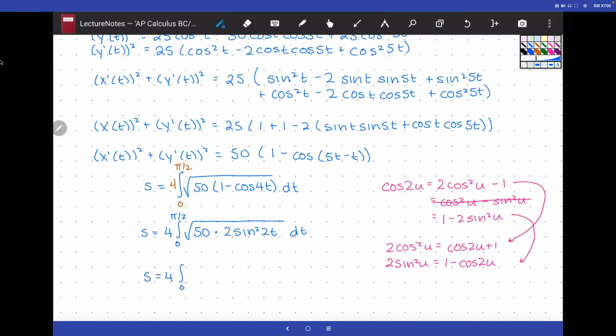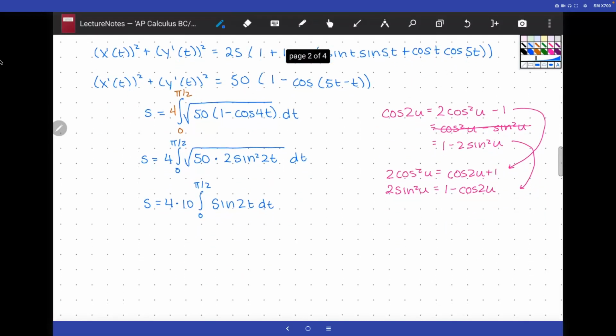Actually, let me get rid of that. We're going to have the square root of 100, which is 10, so I'll factor that out. And then all we're left with is sine of 2t. Oh, sweet. We're almost there now. We're on the home stretch. Let's finish this up.